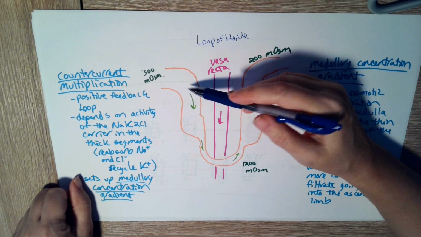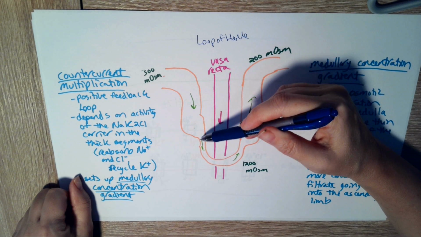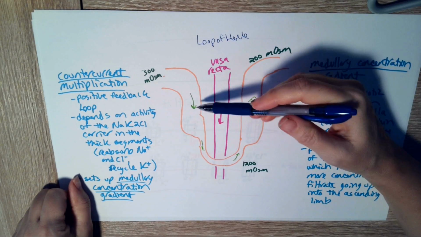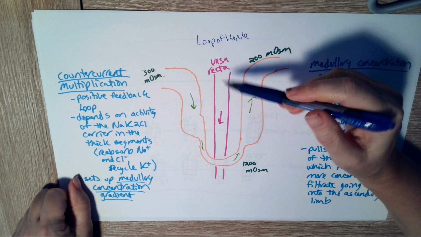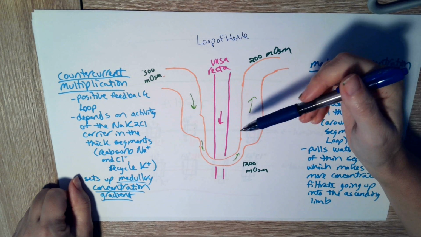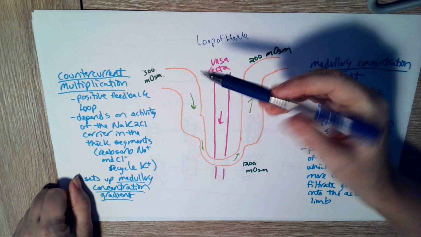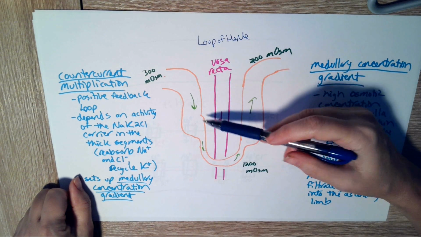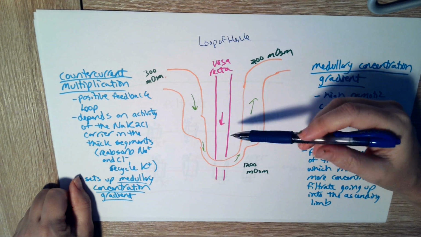If you notice the filtrate, it's going down here and then it's going up here. They're going in opposite ways, down, up. That is countercurrent flow of the filtrate. So not the multiplication part yet, but just the countercurrent part. It just means opposite flow, like a two-way street.